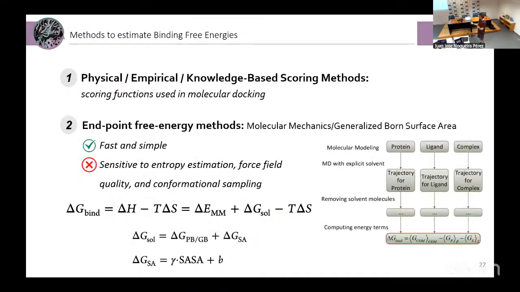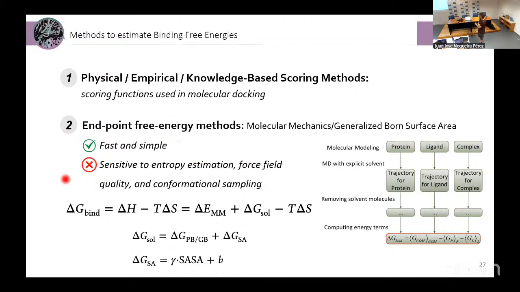Okay, so the second option is to use methods like MMGBSA and MMPBSA, which are called endpoint free energy methods. Basically, in these methods, we simulate our protein with the ligand, and then from this simulation, we extract the information of the protein alone, of the ligand alone, and of the complex. So we run conventional MD simulations, and then we process these MD simulations in order to obtain an estimate of the free energy.